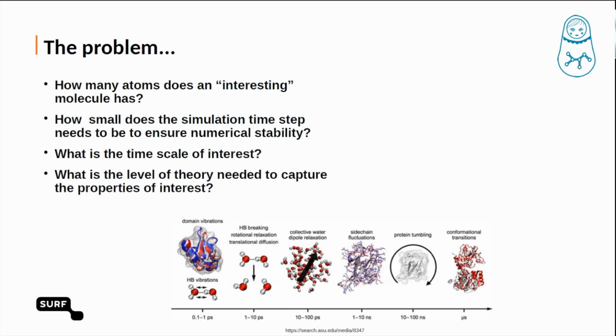How small does the time step need to be to ensure numerical stability in the simulation? If you really want to see how the molecules are evolving, you need quite small time steps. Otherwise, the forces will generate a numerical instability. How does that compare to the time scale of actually interesting biological processes? And what is the level of theory needed to represent the process you want? In some cases you might be okay with a continuum type of representation, but if you want to actually see the reaction, that will not be enough. So this is the problem that chemists face.